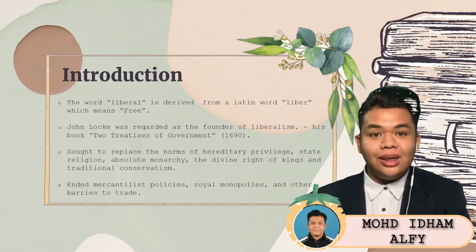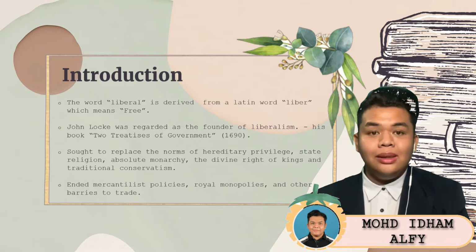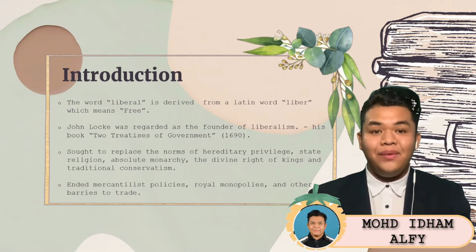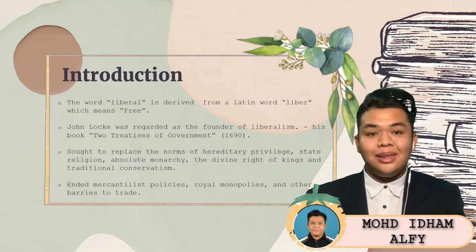Today our group will be presenting about liberalism theory. For the introduction, the word liberal is derived from a Latin word, liber, which means free. There are many views on the word liberal from the scholars, philosophers, and so on, depending on their understanding of this theory. But generally, liberal is about freedom, tolerance, responsibility, opportunity, social justice, and equality.